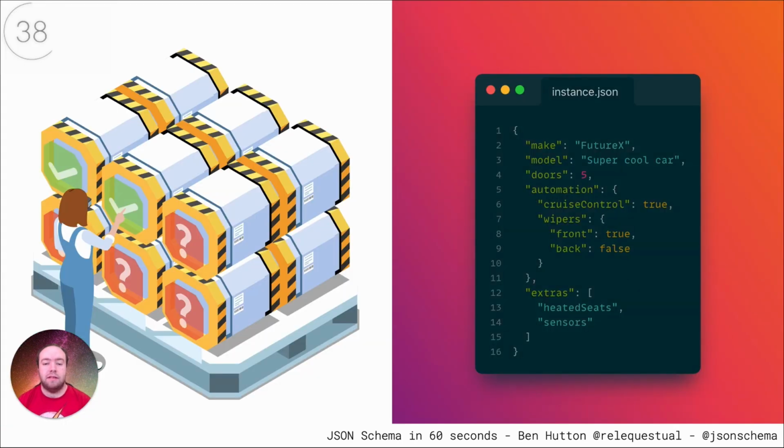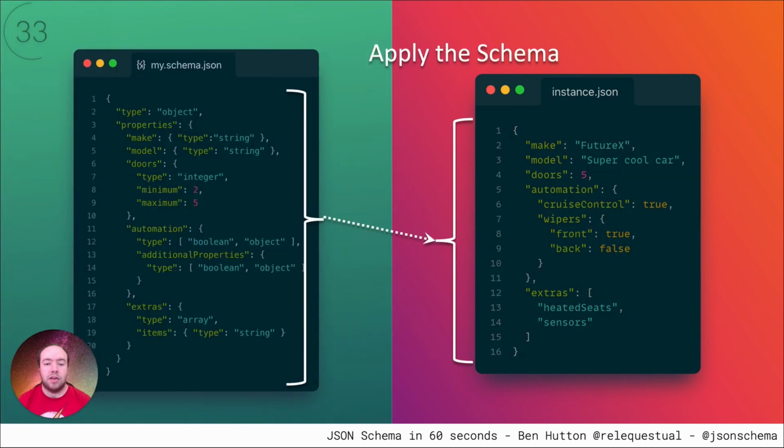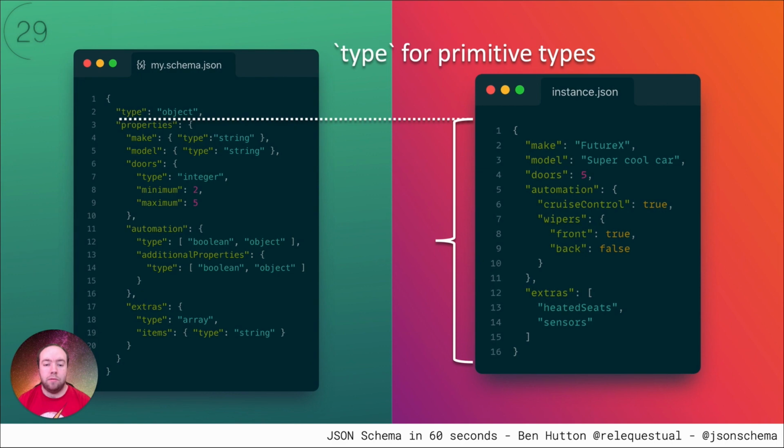Here's a possible JSON instance representing a car. Let's look at a plausible schema. We start validation by applying the JSON Schema to the JSON instance. The type keyword at the object root defines the allowed type for the JSON instance. In this case, it must be an object.